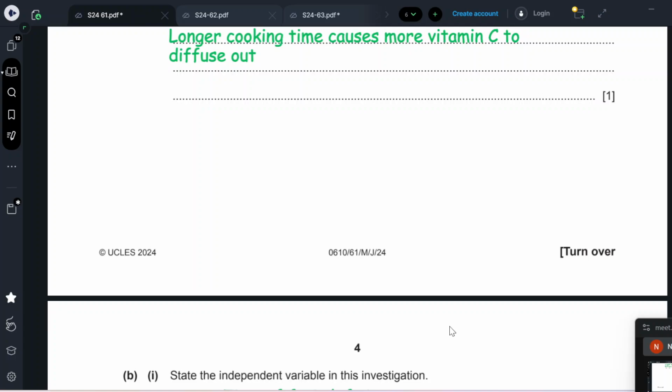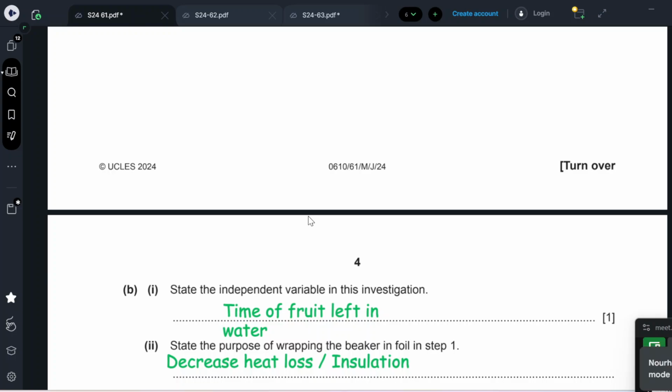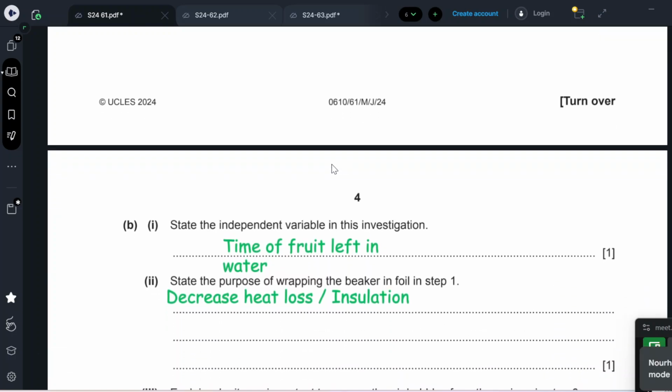What is the independent variable? Independent variable is the variable you changed. What did I change here? I changed the cooking time. Time of the fruit left in water. Cooking time, time of the fruit left in water.